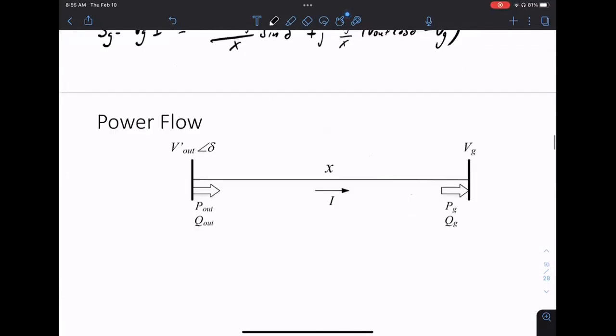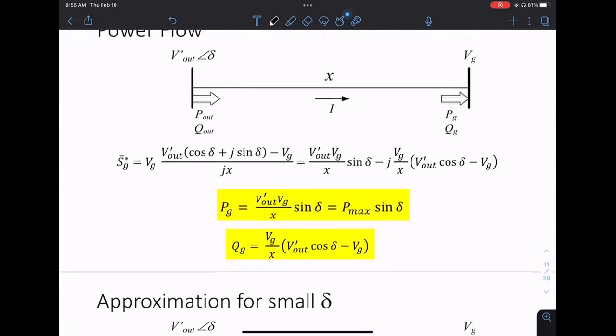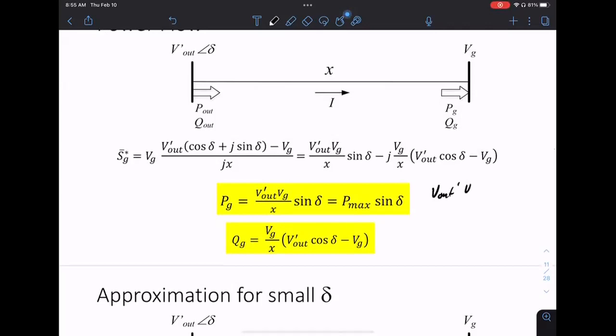Why do I have two pictures here? Okay, so again, these are the important equations to remember, highlighted here, right? And one thing that we often do is write V out prime VG over X as P max. And this is something we like to write. One, this has the right unit. This is voltage squared over ohm. So that's the unit of power.